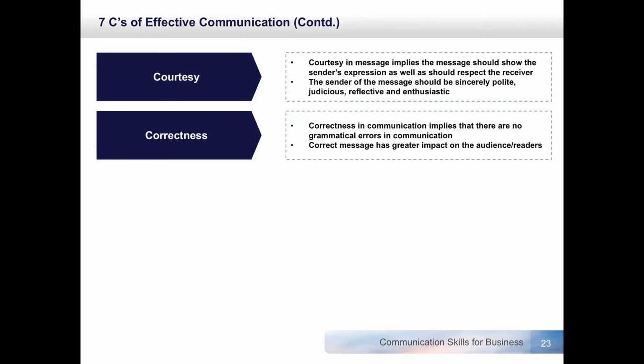And then lastly, we look at correctness. Now, correctness has to do with the fact that the message should not have errors. So if you're writing a letter, you check your spellings, you check the grammar. If you're doing a verbal communication or a presentation, you pick your words very carefully so that it does not have any negative impact or negative meanings, and the intended meaning of the message is quite clear.